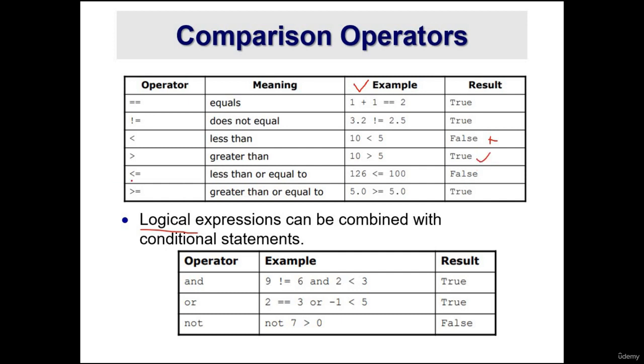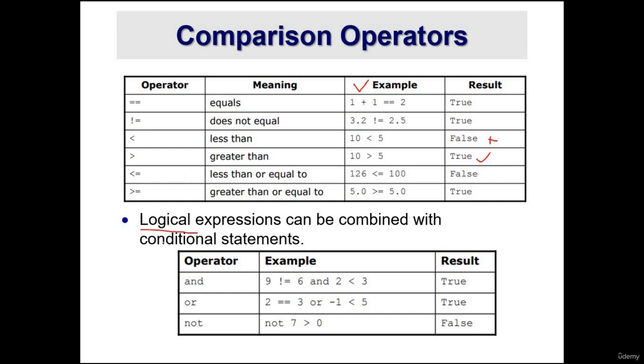And then we have less than or equal to, like 126 is less than or equal to 100, which is false. And greater than or equal to, like 5.0 is greater than or equal to 5.0, which means that either it is greater or it is equal. So if one of the conditions is correct, then the answer will be true. These comparison operators are mostly used in repetitive statements like for loops and while loops, and in control statements like if, else, break, continue, etc.